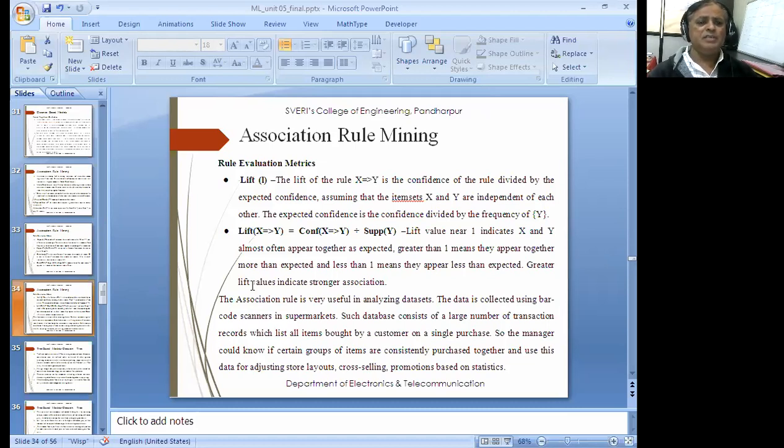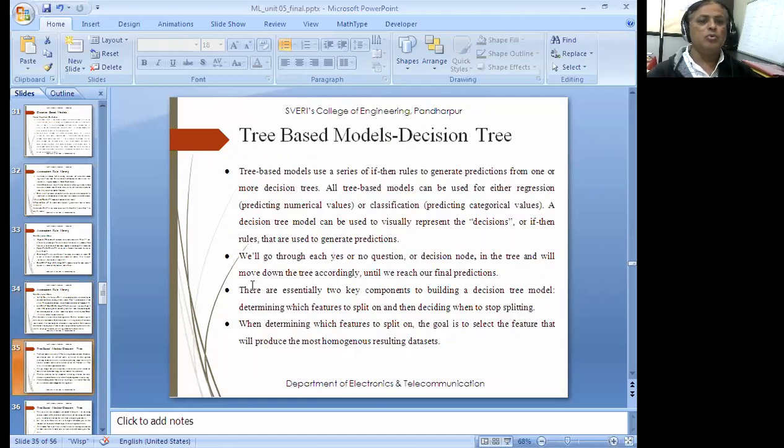The data is collected using barcode scanners in the supermarket. This is the best example of association rule mining. Such a database consists of a large number of transaction records, and we can keep the records of the customer on a single purchase, so the manager can come to know what kind of items he has been consistently purchasing, and then you can adjust the data according to the sale layouts, cross selling or promotion based on the statistics. That is what is related with association rule mining.